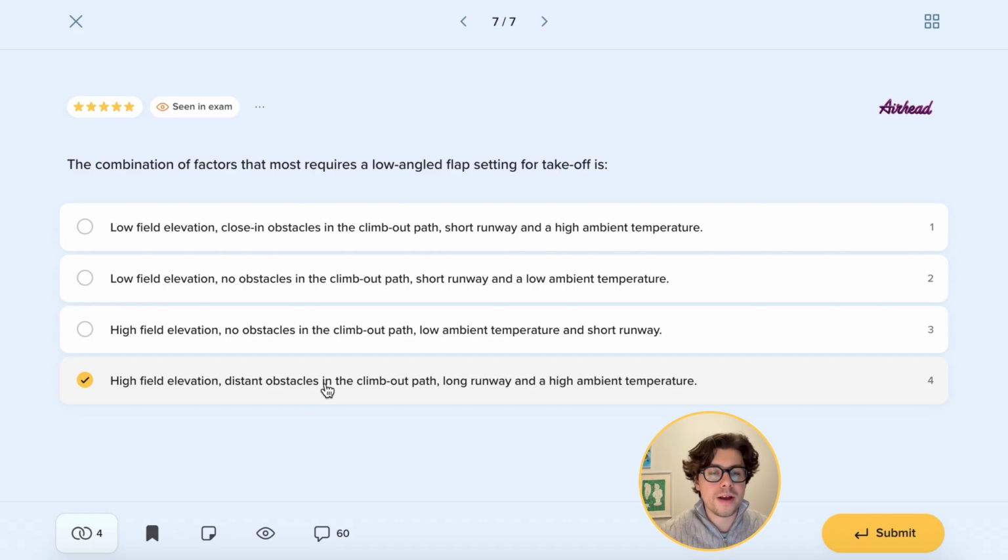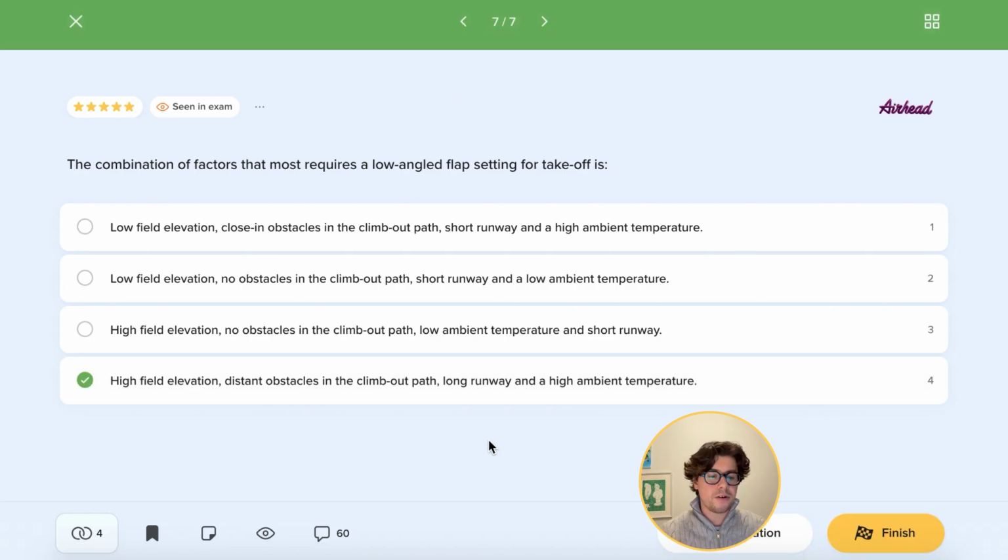And flaps always decrease your climb gradient because they increase not only lift but also drag. So if you have distant obstacles, then you want to climb out faster to achieve a higher altitude later on, and this will be done by selecting lower flap settings than usual. These lower flap settings will also help you fly with a faster airspeed, meaning in high elevation airfields with high ambient temperatures, it will just be much easier to take off safely if there are no obstacles close to the runway. So this will be the correct answer.